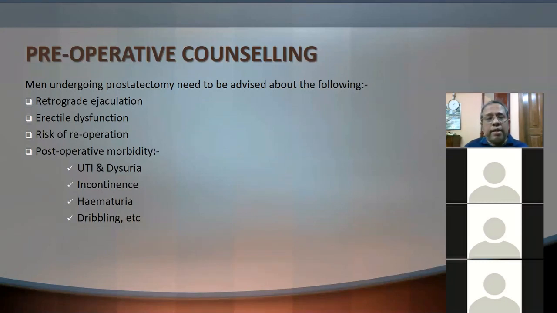Another important thing is incontinence. It is a very important one. You must counsel the individual. If incontinence develops after TURP, it is hell for the patient's life, because it is very difficult to manage. The patient's life can be very miserable. For that reason, to some extent, it can develop.